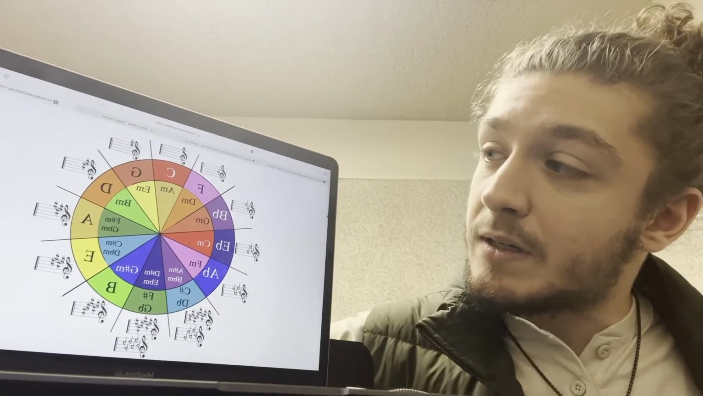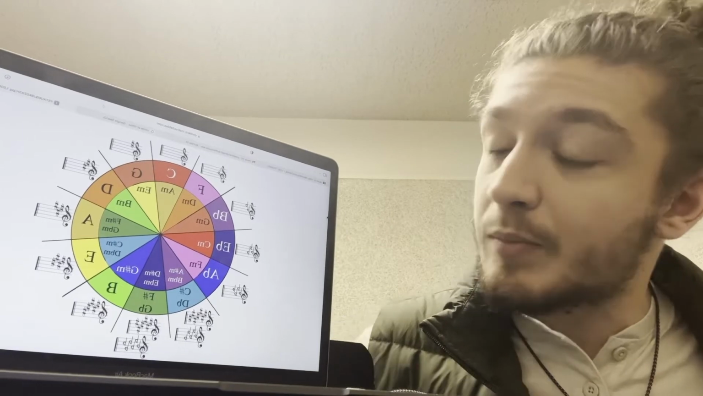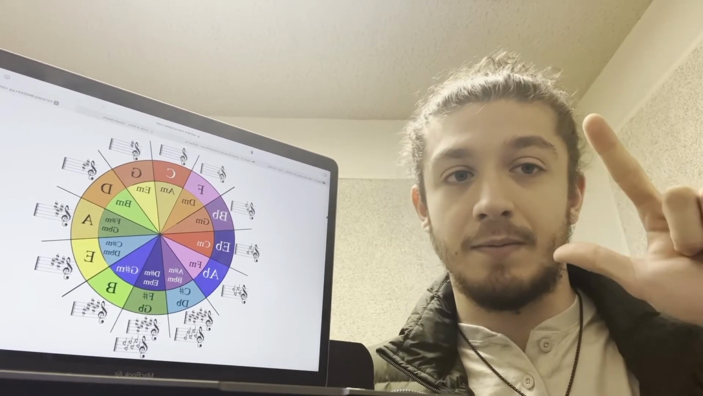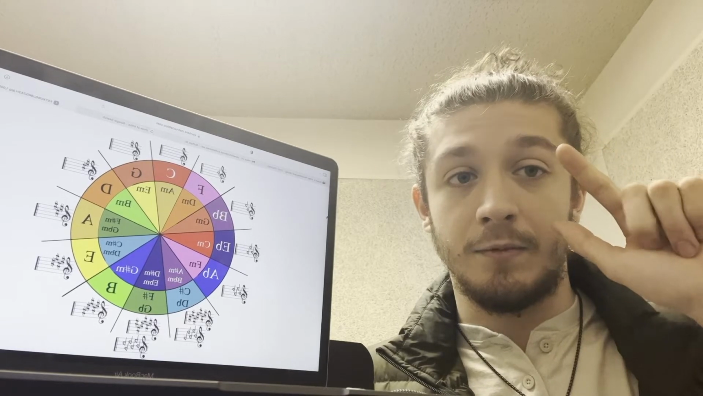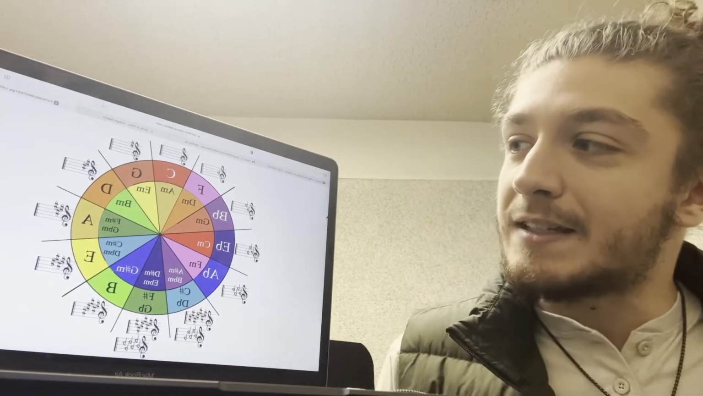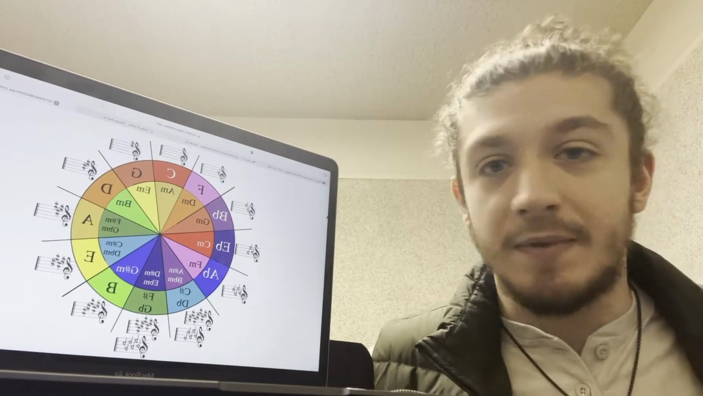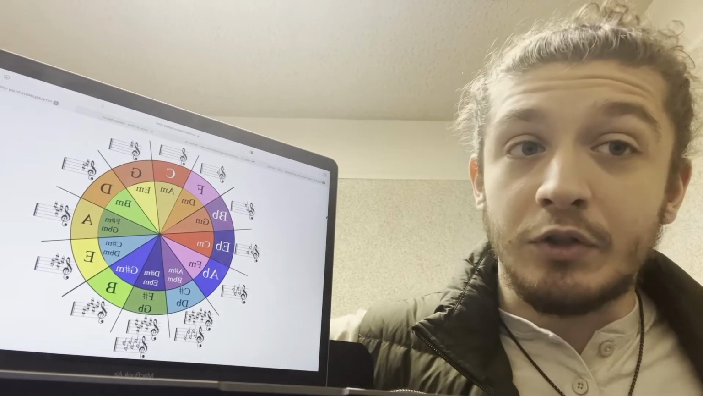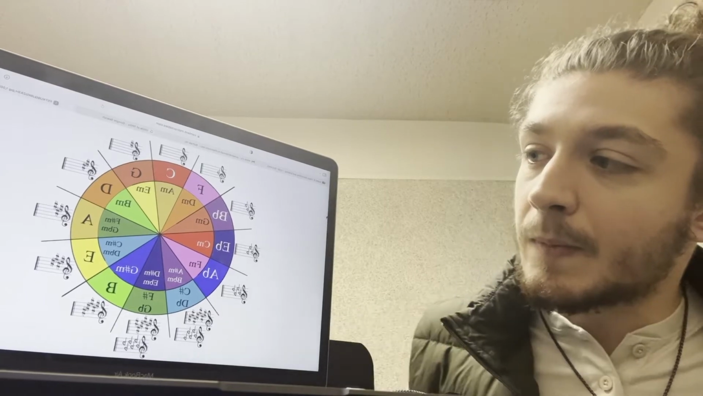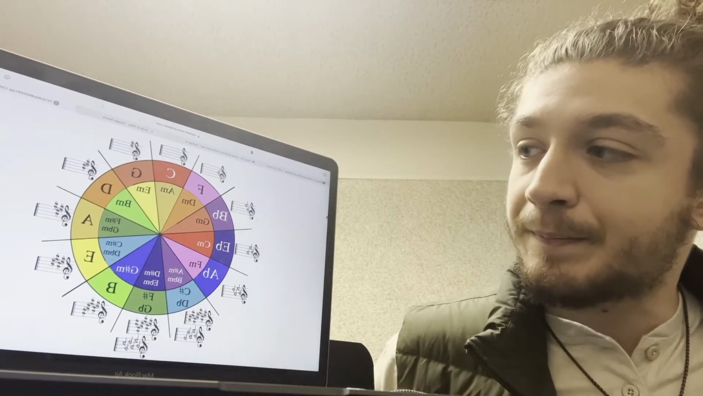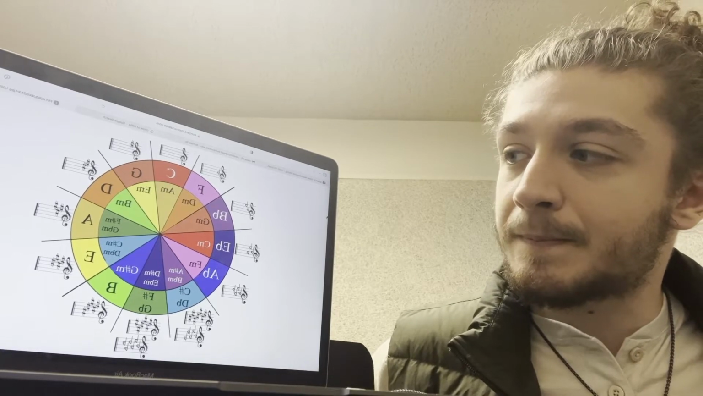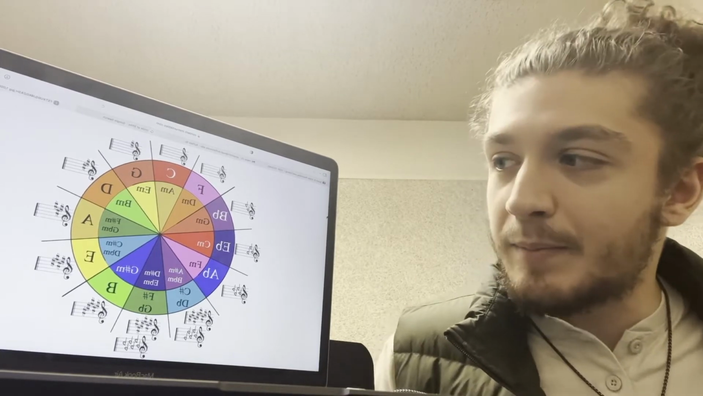Going on to the next one, when there are 2 sharps, F and C, what comes after F and C? G and D. Yes, good job. So it would be D major. And for this third one, when there are 3 sharps, F, C, and G, what are the 2 that come after that? A. So it would be A major.